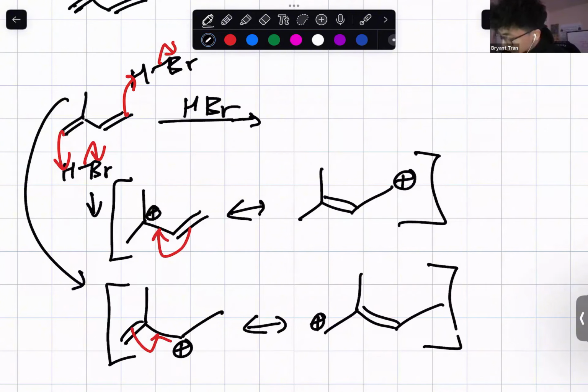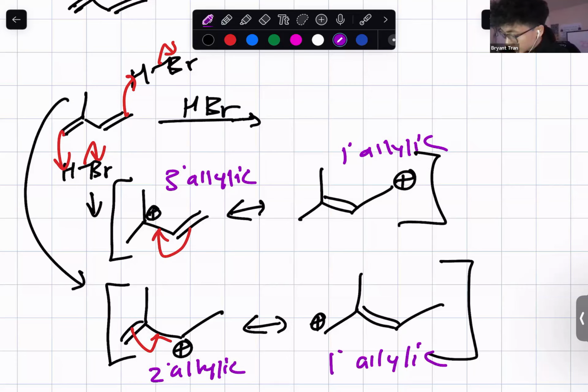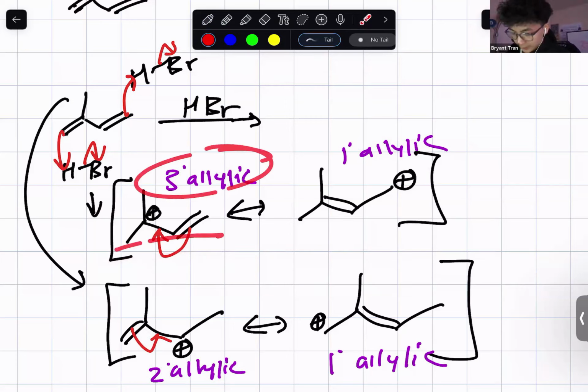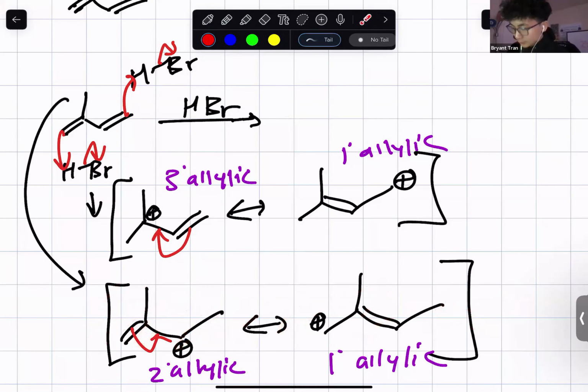Now, once I have my two resonance sets, I have to choose the best resonance set that has the most stable carbocations. To do that, we can label each one. This is tertiary allylic. This is primary allylic. This is secondary allylic. And this is primary allylic. The top resonance set is better than the bottom one because of this tertiary allylic carbocation, so we can basically ignore the bottom set. Now I'm going to show you the difference between the thermodynamic product and the kinetic product.